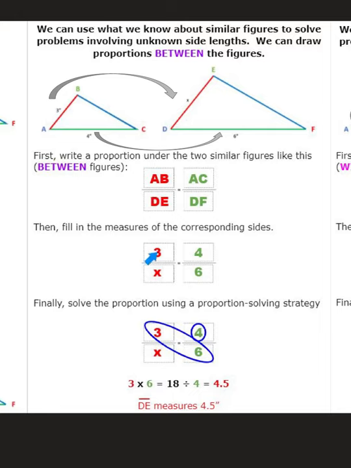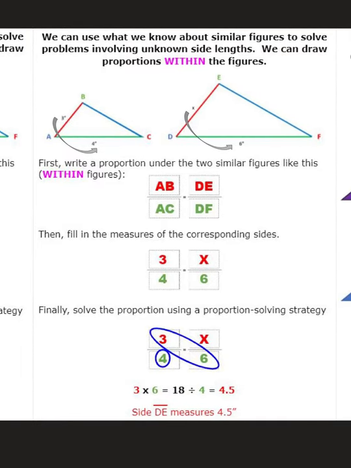So I set up the proportion, 3 over x, so you can see here, 3 red, x red, over 4 and 6. So 4 over here green, 6 over here green. Solve your proportion, cross multiply. 3 times 6 gives you 18. Then divide by the 4 and you get 4.5. So the missing side length, x, is 4.5.